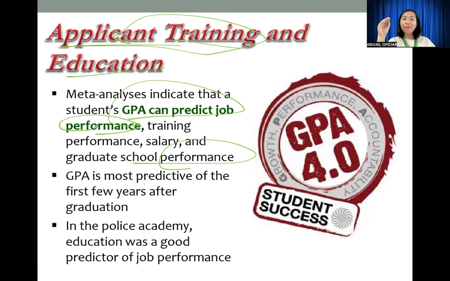But take note that GWA can only be effective in the first few years after graduation. Okay? Pero kung 10 years nang lumipas, 20 years nang lumipas, hindi na effective yung GWA niya. So take note of this. So ano na tinitignan natin kung 10 years nang lumipas, 20 years, 5 years nang lumipas? Ang chine-check na natin nun ay yung kanyang experience, work experience.